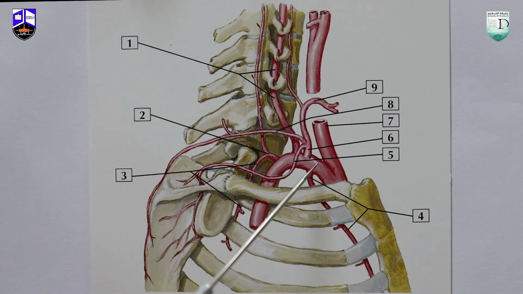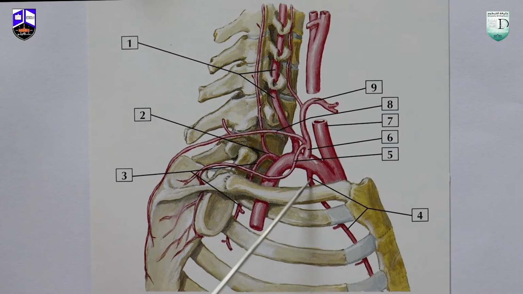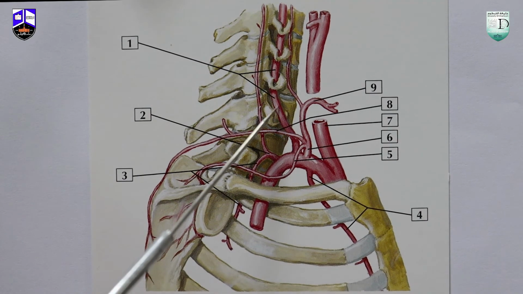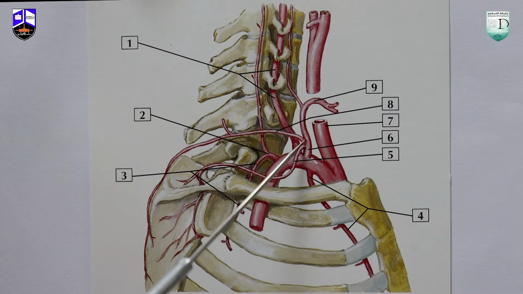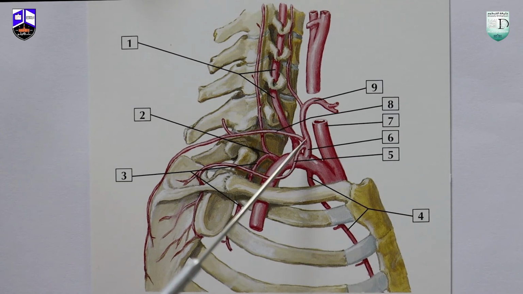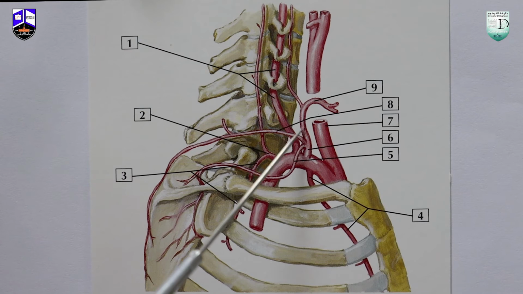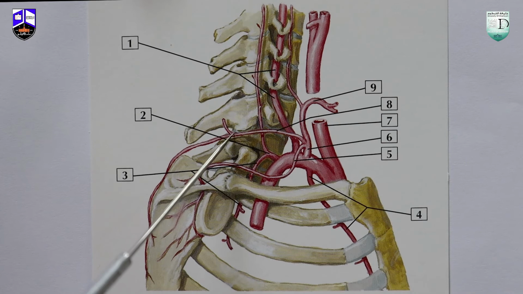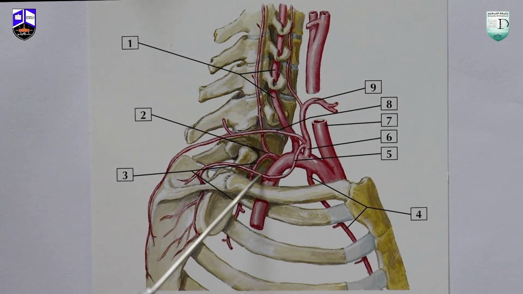The third branch of this first part originates from its inferior aspect and descends downward lateral to the lateral border of the sternum, and is known as the internal thoracic artery, which supplies the anterior body wall. So the three branches that originate from the first part are the vertebral artery, the thyrocervical trunk, and the internal thoracic artery. The thyrocervical trunk divides into three: the inferior thyroid, the transverse cervical or the superficial cervical artery, and the suprascapular artery.